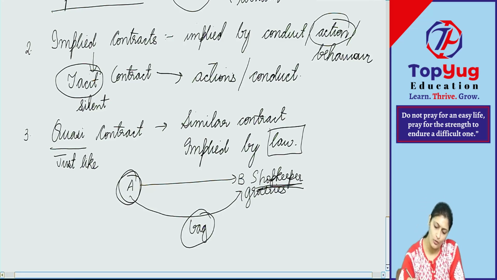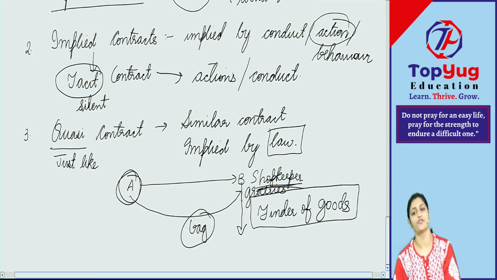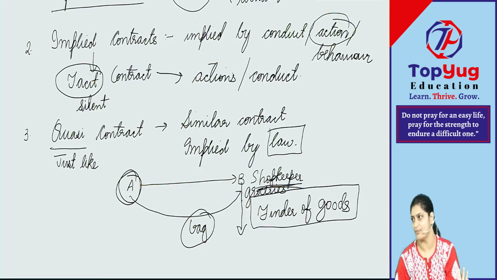Now here B, as per law, is known as the finder of goods. Who is B now as per law? Finder of lost goods. Any goods which are lost, then B becomes the finder of those goods, that is, the bag.